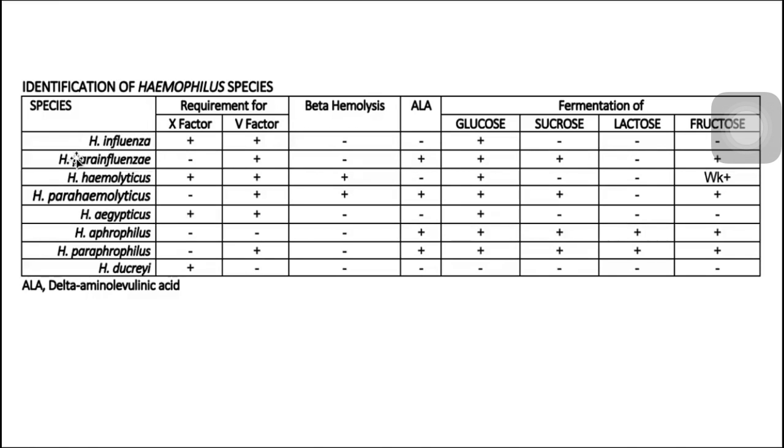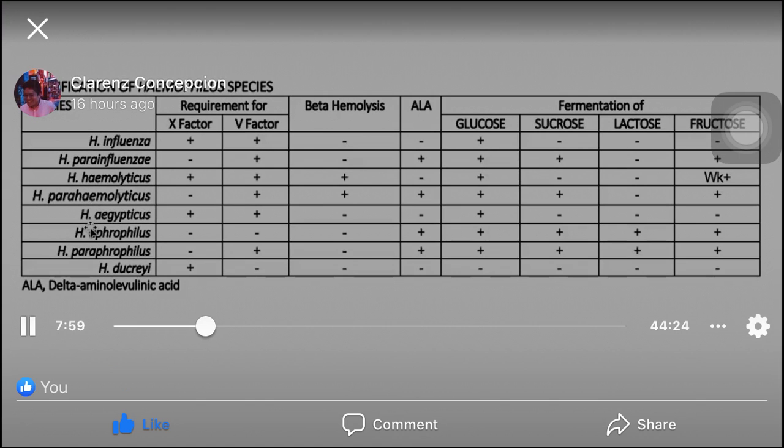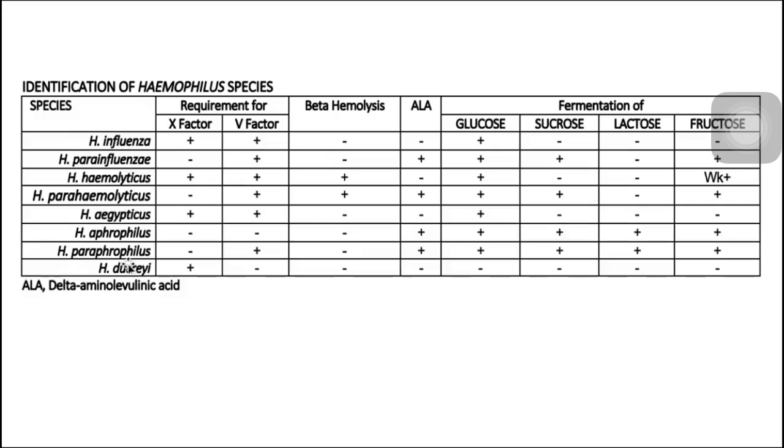So, for example, lahat ng may para: parainfluenzae, parahemolyticus, paraaphrophilus, since sabi natin, di ba, lahat ng may para, required nila ay V factor lang, they will not require the X factor. So, since di nila kailangan ng X factor, they are ALA positive. So, positive parainfluenzae, parahemolyticus, and paraaphrophilus.